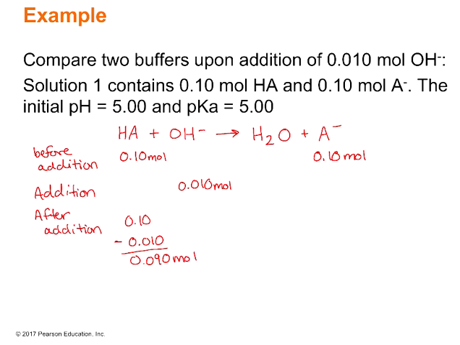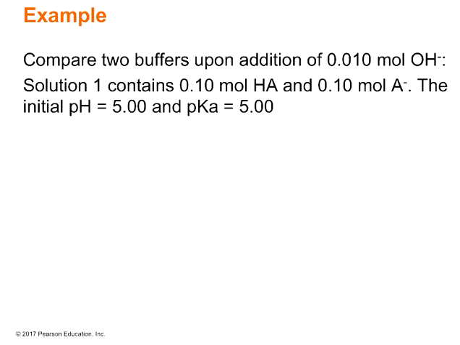And then in terms of base, we're going to have an additional 0.01 moles. So we have 0.110 moles of conjugate base. And again, we're not going to have any of our strong base left over. We're assuming that it's completely reacted. So now we can plug in these amounts into the Henderson-Hasselbalch equation.